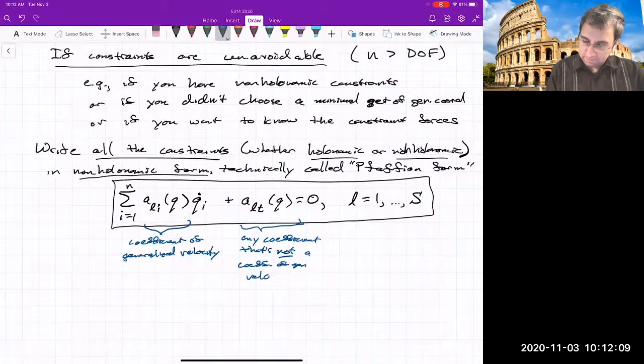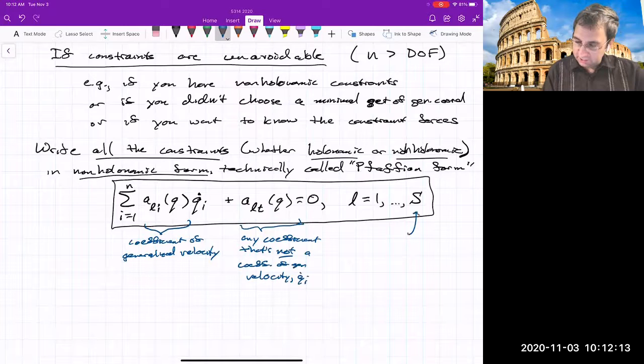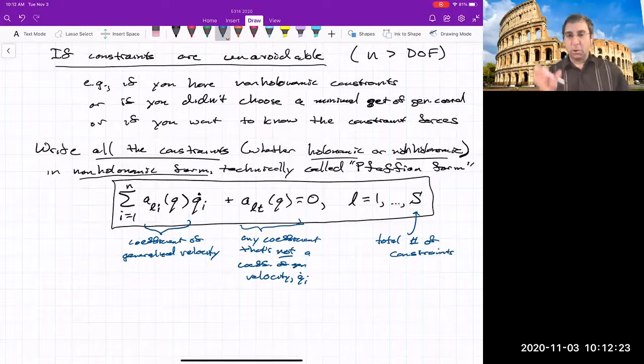Generalized velocity, q_i dot. And then what is S? S is the total number of constraints. This is different than the way we wrote things before, where we wrote the holonomic as K and the non-holonomic as S. We're now writing all the constraints in this non-holonomic form.